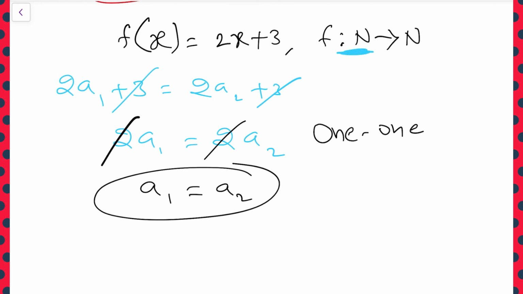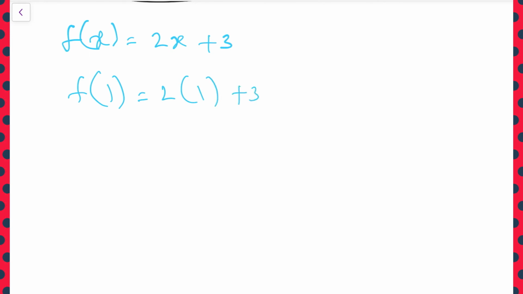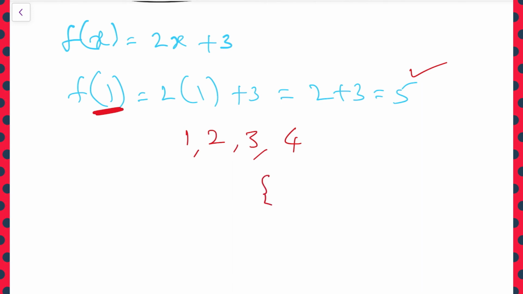Here f is a function from N to N, so the domain is natural numbers only, as well as the codomain, natural numbers only. So f of x is equal to 2x plus 3. I am starting from the first natural number, that is 1. f of 1 is equal to 2 into 1 plus 3. 2 ones are 2, plus 3, that is nothing but 5. When I started with the first natural number 1, I got the answer 5. It means I won't get the answer 1, I won't get 2, I won't get 3, I won't get 4. So the range will start from 5 onwards.